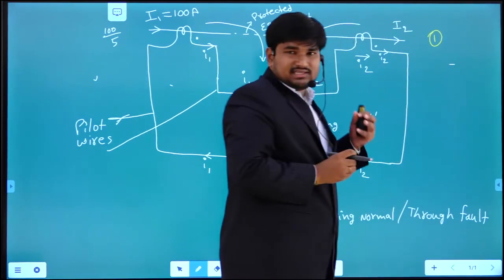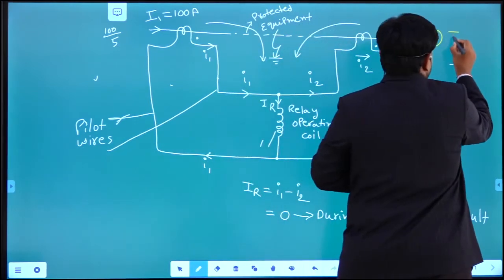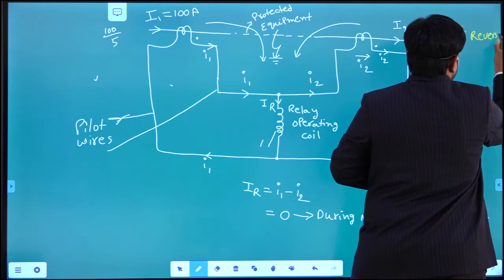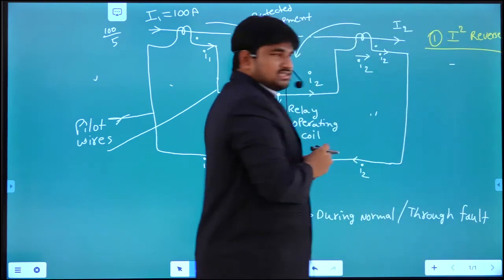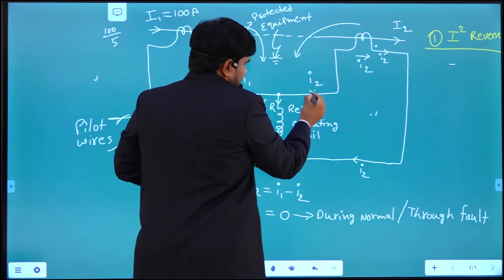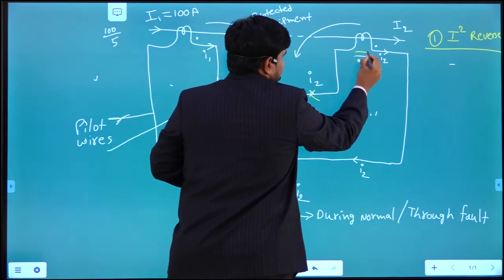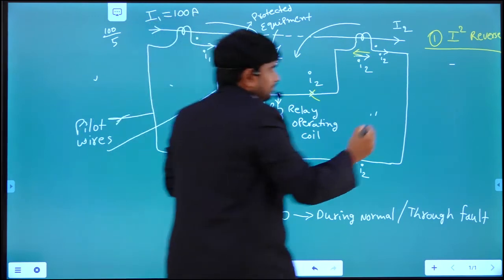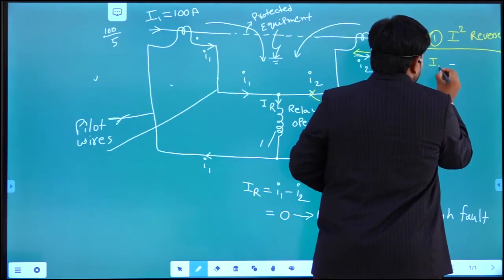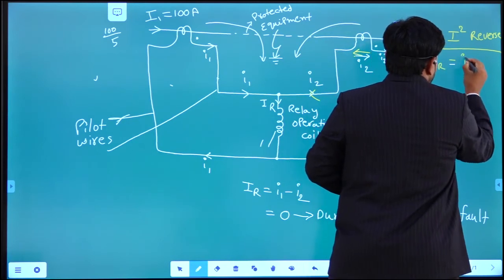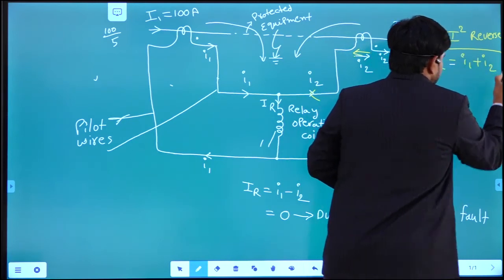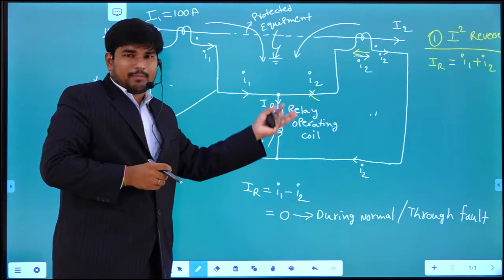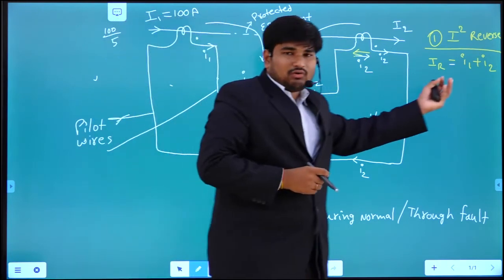So the first one is I2 reverses. If I2 reverses, in this case the current will be reversed during the fault condition, and IR will be I1 plus I2. IR is the relay current through the relay operating coil, so IR is equal to I1 plus I2.